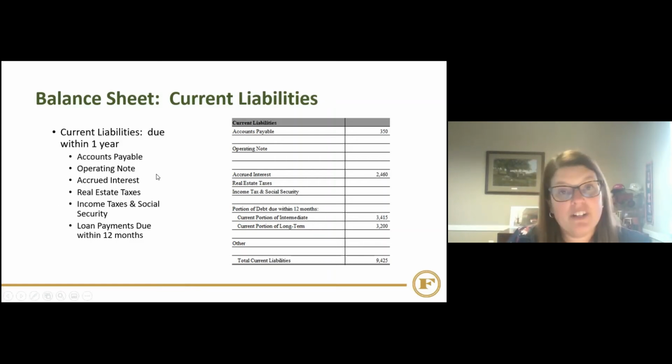So let's talk about the intermediate section. And again, if you notice the accounts payable, what is owed first is up top, and it goes down to your current portion of debt. That's kind of, it's owed within the next 12 months, but it may not be due like within the next 30 to 60 days.